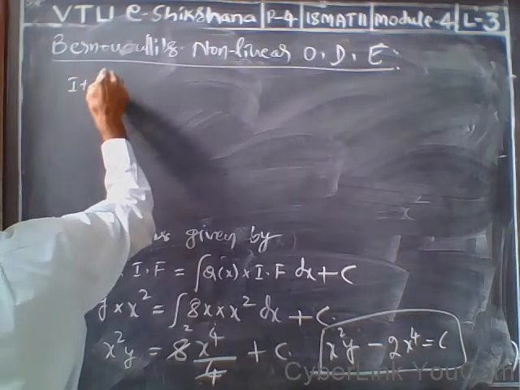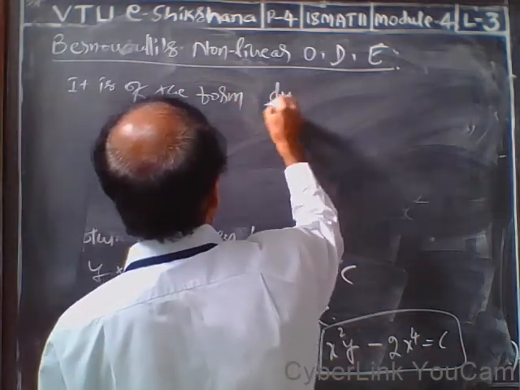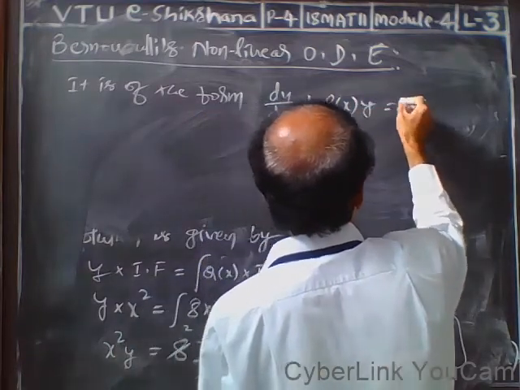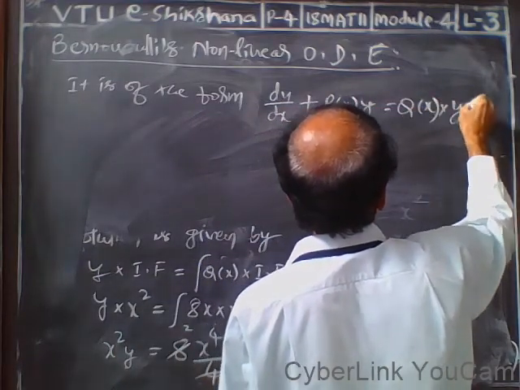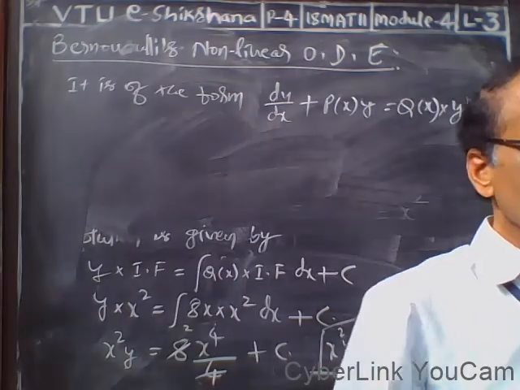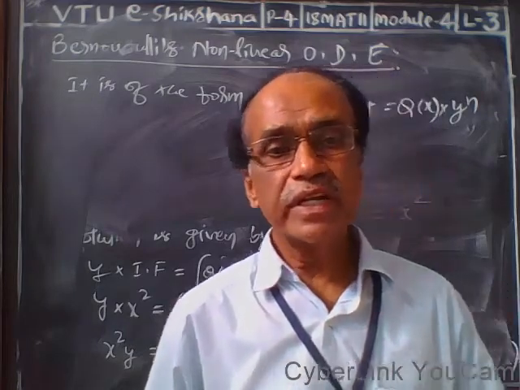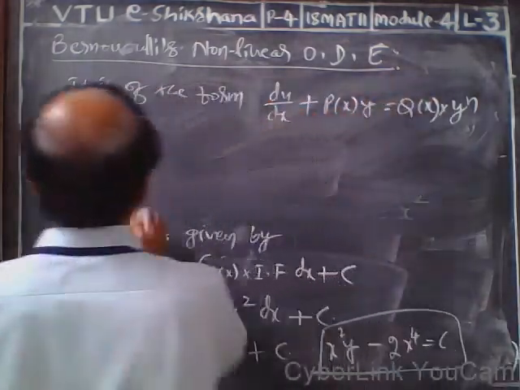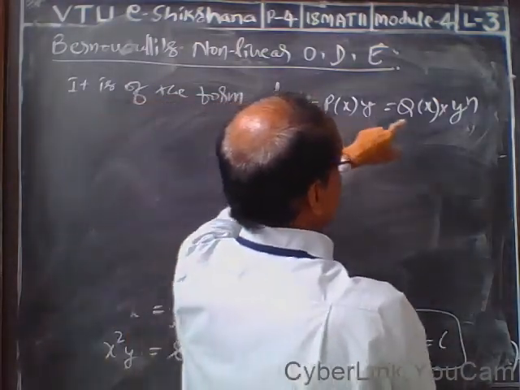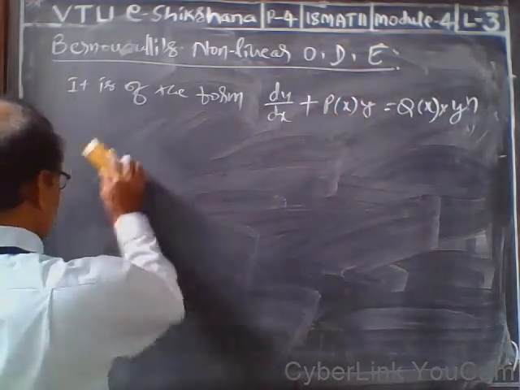It is of the form dy by dx plus p of x into y is equal to q of x into y to the power n. So how is this nonlinear differential equation to be further analyzed by converting it into a linear differential equation? It is a nonlinear differential equation because the dependent variable y does not appear with first degree. Therefore it is not linear.